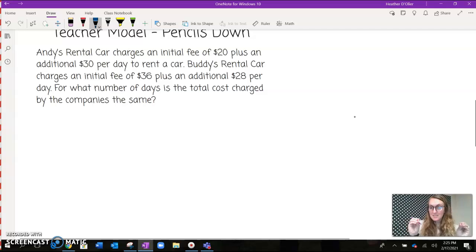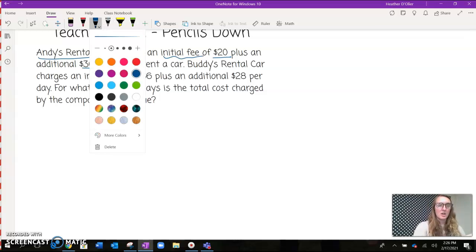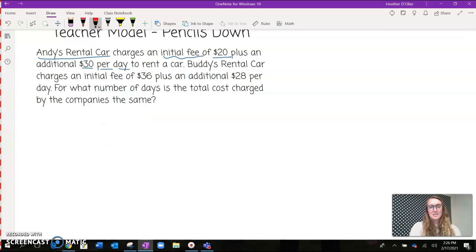And I'm going to separate the situations with colors. So Andy's rental car, I'm going to use in blue. They charge an initial fee of $20 plus an additional $30 per day to rent the car. Okay, so that's Andy's rental. Now I'm going to focus on Buddy's. So Buddy's rental car charges an initial fee, so it's nice, they're using the same kind of wording. Of $36 plus an additional $28 per day. Okay, so I've got Andy's rental, I've got Buddy's.